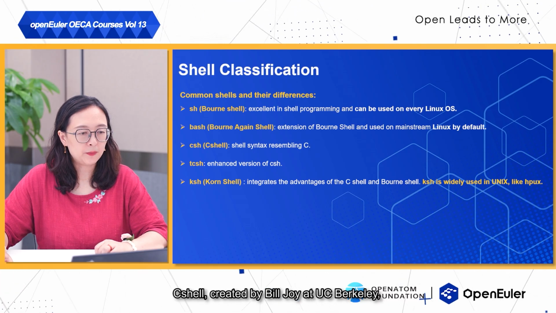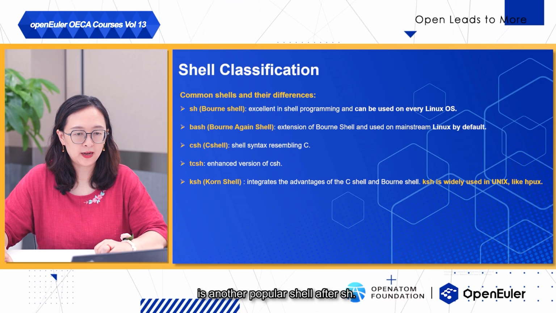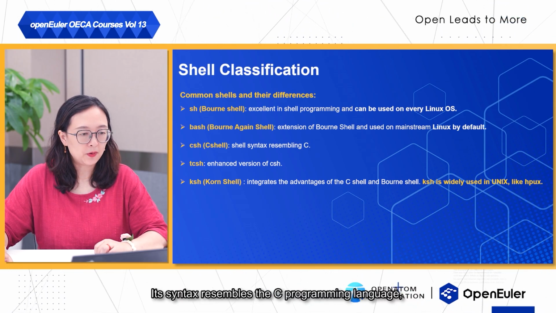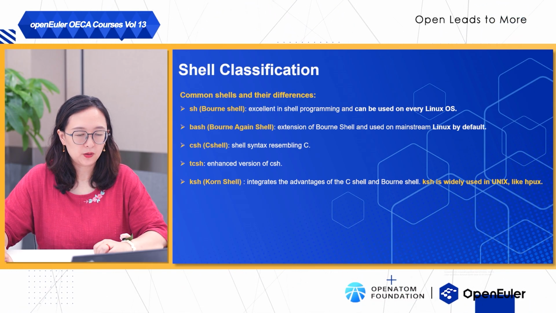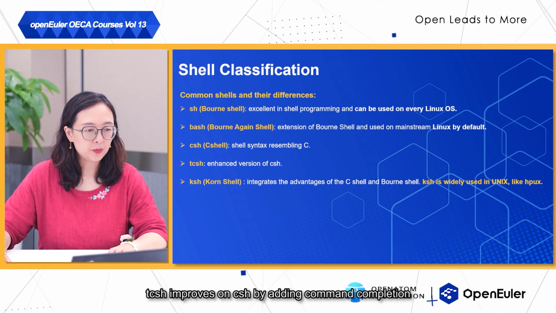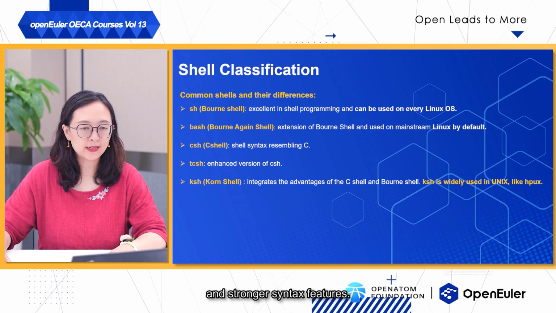C shell, created by Bill Joy at UC Berkeley, is another popular shell after SH. Its syntax resembles the C programming language, which is why it's called the C shell. TC shell improves on C shell by adding command completion and stronger syntax features.